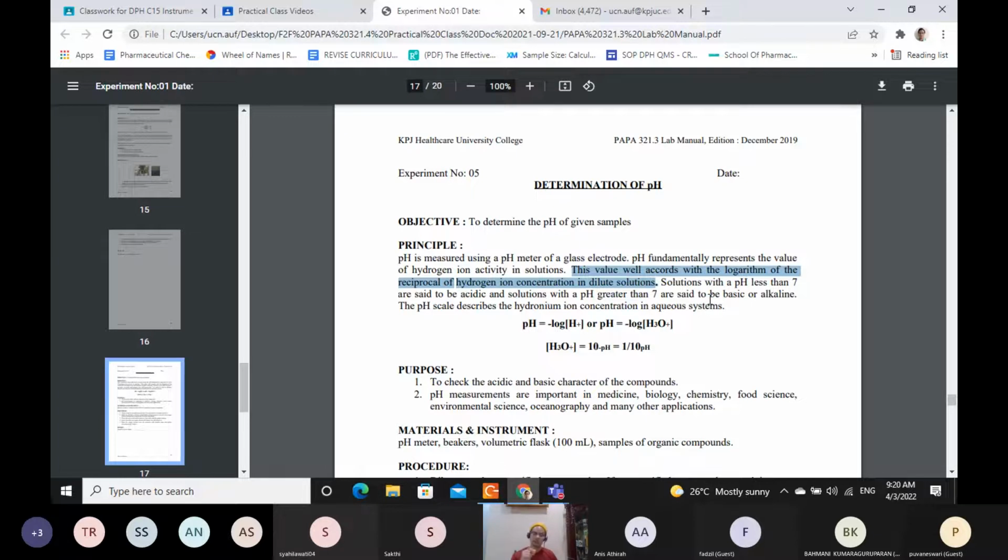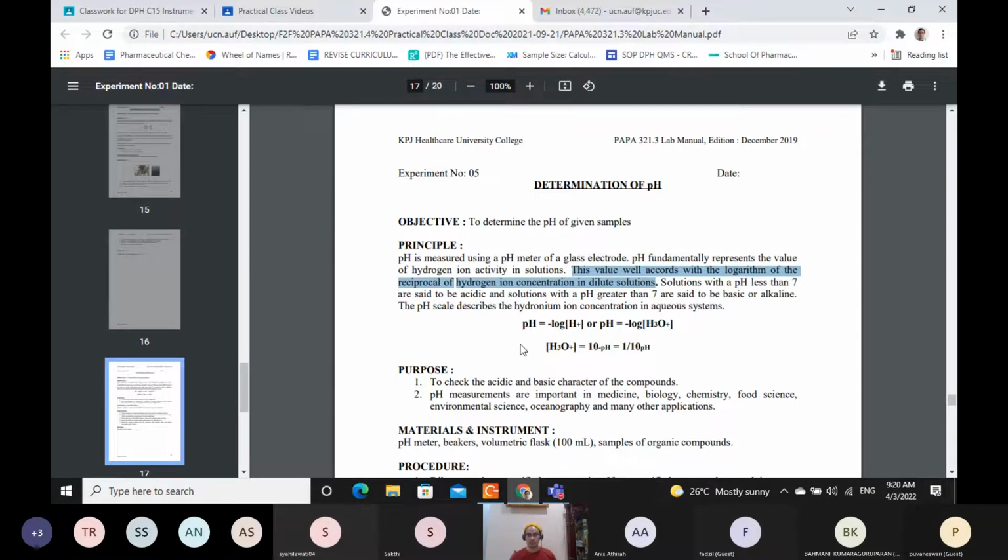Okay, so that's why it is important kalau kita punya sample tu terlalu pekat macam cream ataupun suspension, it is best that you dilute the sample first. So that's why kamu kena ambil a few grams of the cream, dissolve dalam solvent, kacau dia, bagi dia sebati, and then baru ambil bacaan. Because that's how pH works, pH reading works.